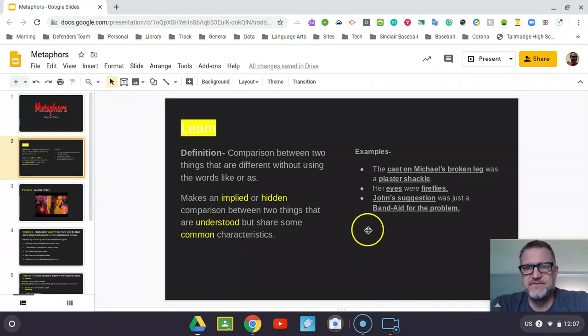There are a few examples on the right-hand side above this cursor. For example, the cast on Michael's broken leg was a plaster shackle. Another one, her eyes were fireflies. And a third one, John's suggestion was just a band-aid for the problem. Let's take the second one. Her eyes were fireflies. There are two things being compared there, eyes and fireflies. What do they have to do with one another? Well, it's kind of like saying her eyes are bright and shiny, so you have to think about what they have in common.